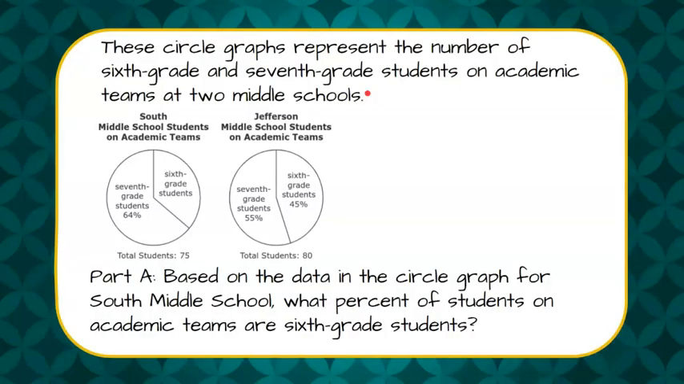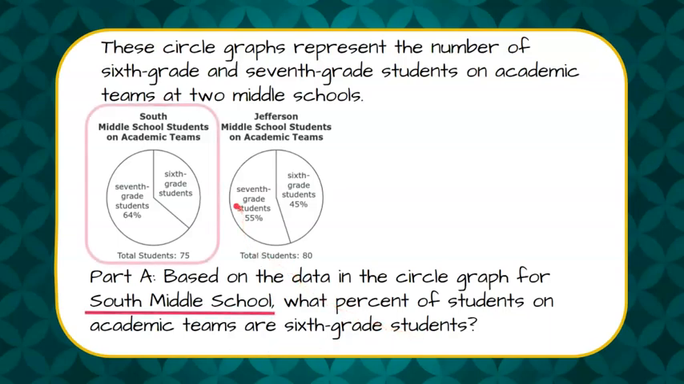Asked to interpret circle graphs. So we are given this open response question that has several parts, and the first part, part A: these circle graphs represent the number of 6th grade and 7th grade students on academic teams at two middle schools. We have South Middle School and Jefferson Middle School. Part A, based on the data in the circle graph for South Middle School, what percent of students on academic teams are 6th grade students?